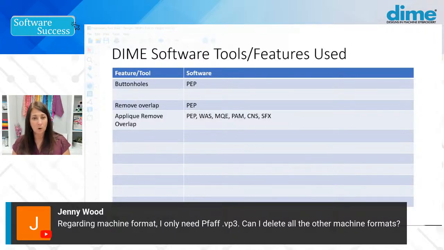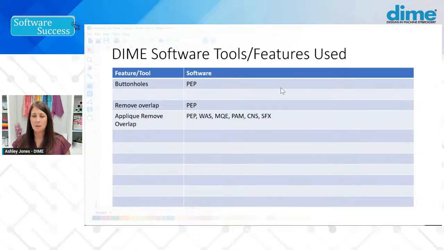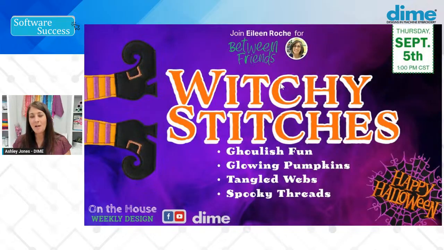Regarding machine formats, I only need VP3. Can I delete the other file formats? You cannot delete those other file formats. They are automatically going to come up every time you save. But what I definitely would recommend, even if you only need VP3, is to save to the C2S, which is the native format. It makes it easier to edit. It remembers all your stitch types, and then saving to your VP3 is the second one, but you can't just delete from that list. That's a great question. So maybe we need a way to narrow it down. So that's an option. Okay, that's all I have for today.